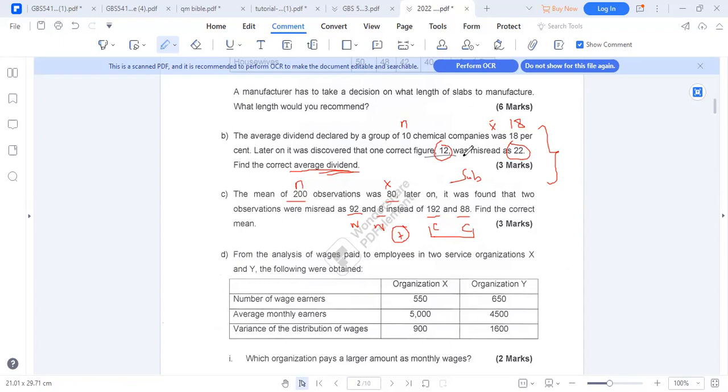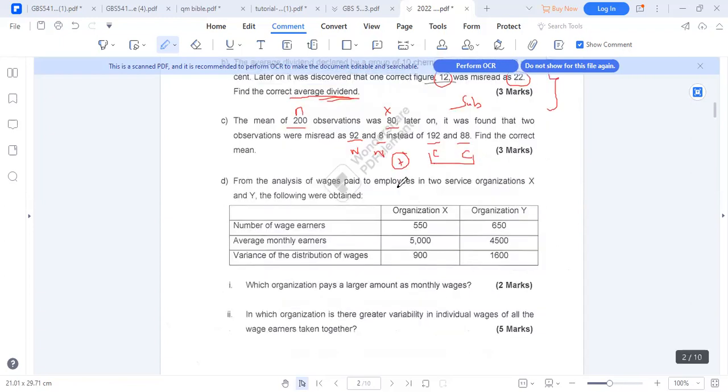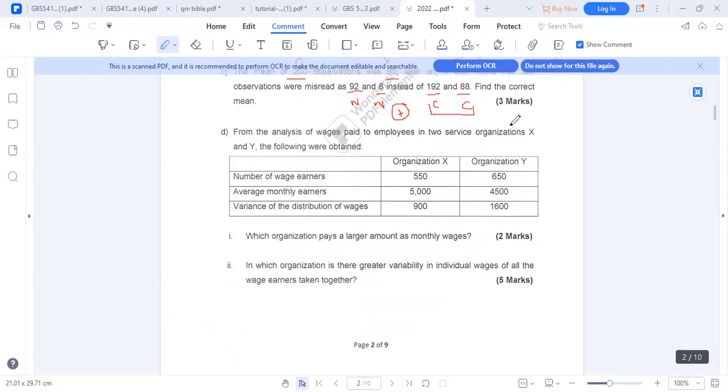We now go to our next question, part D. From the analysis, wages were being paid to employees in two services. All right, so we have our number of employees, the average, and the variance.